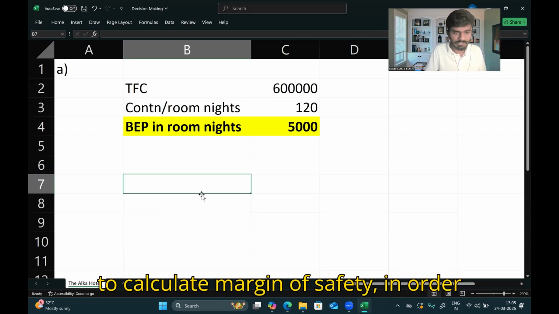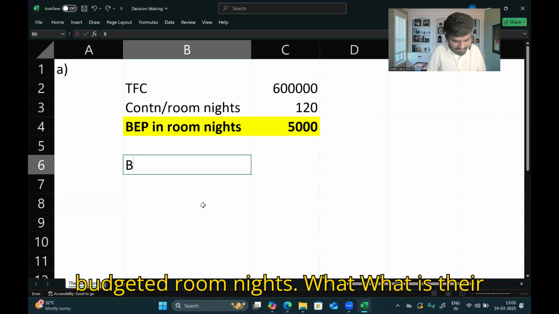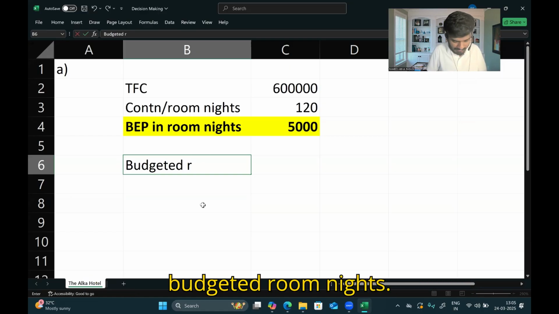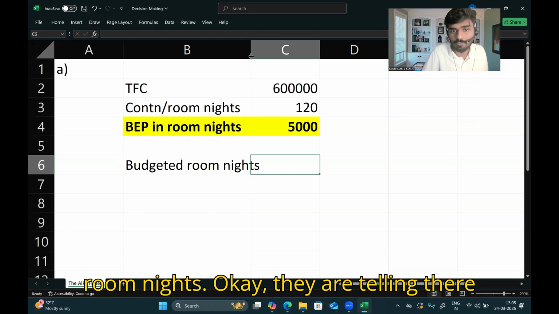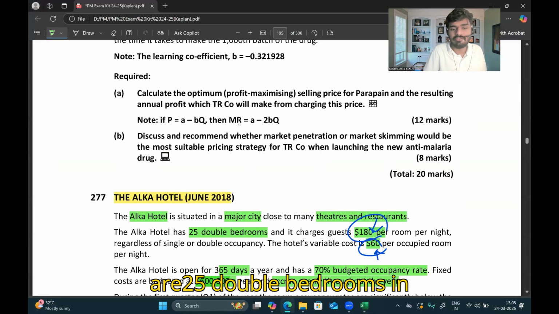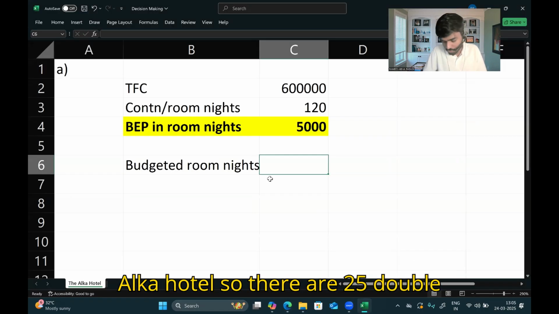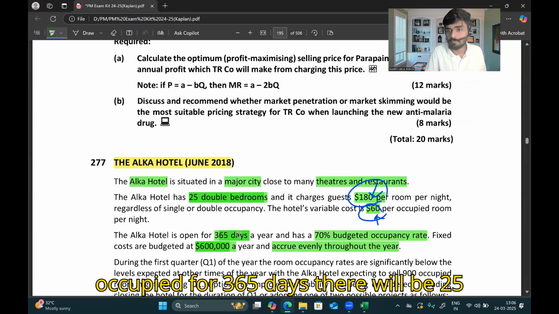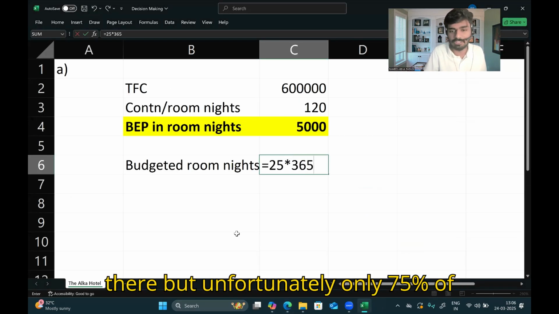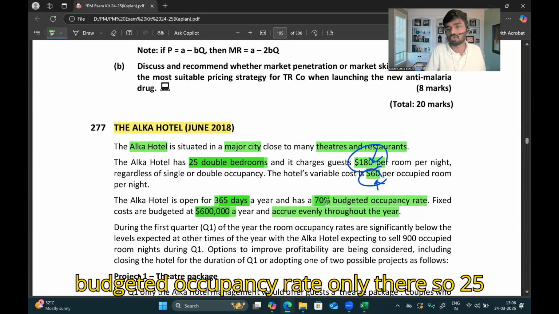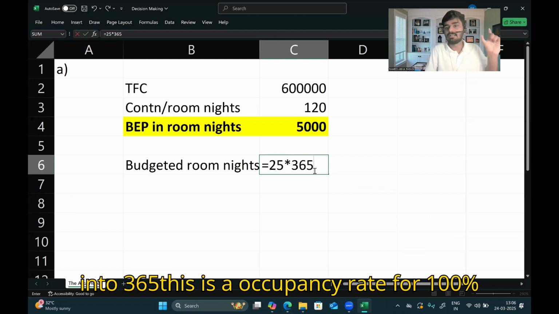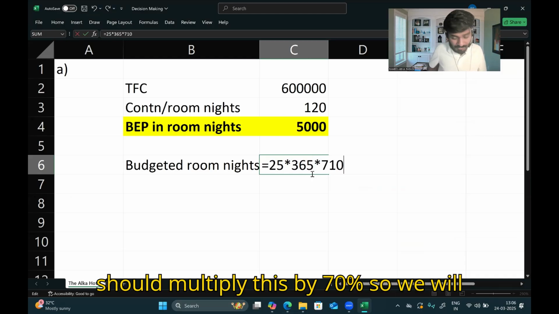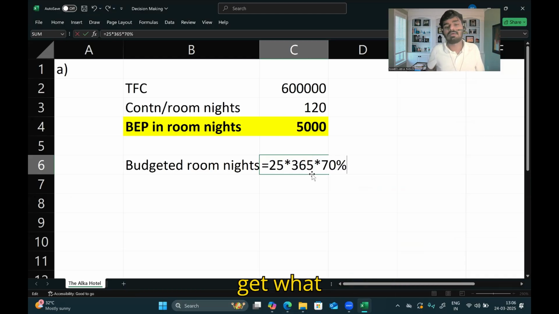In order to calculate margin of safety, we need the budgeted room nights. There are 25 double bedrooms in Alka Hotel and there are 365 days. If 25 double bedrooms are occupied for 365 days, there will be 25 into 365 room nights. But that is a 100% occupancy rate. We don't need 100%, there is only an occupancy rate of 70%. So we should multiply this by 70%. So we will get what?